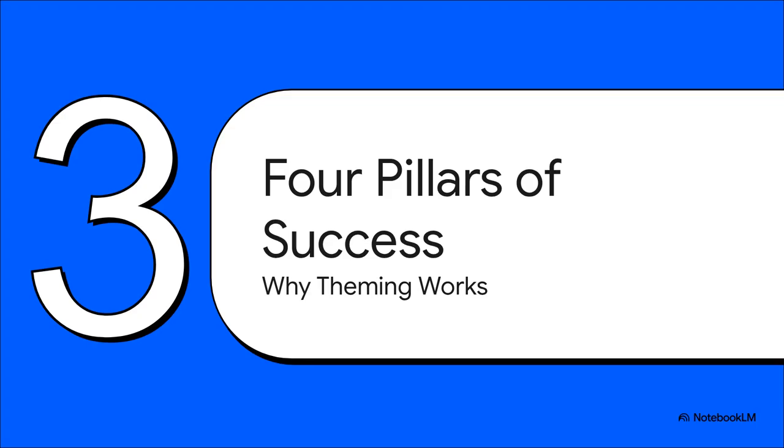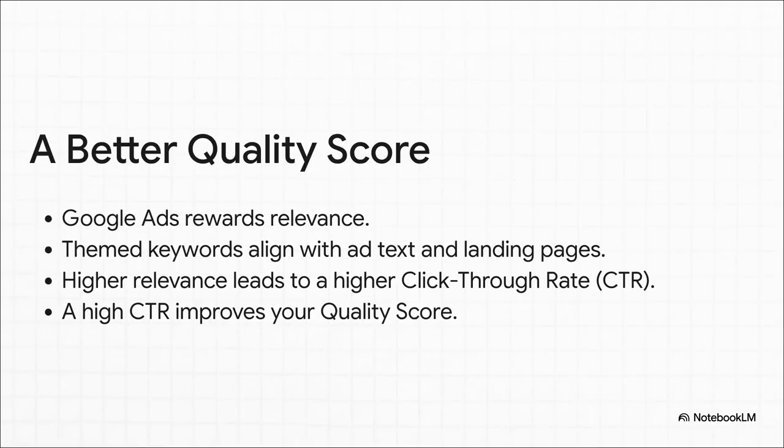So why is this so incredibly powerful? I mean, it's not just about being organized, right? Well, this whole strategy is built on 4 key pillars that directly pump up your campaign's success. Let's break them down. Okay, pillar number 1, a much better quality score. So here's the deal with Google. Their entire system is built to reward one thing: relevance. When your keywords, your ad copy, and your landing page all line up perfectly, guess what? People are way more likely to click on your ad. And that higher click-through rate, or CTR, directly boosts your quality score. And a better quality score means you pay less for every single click.